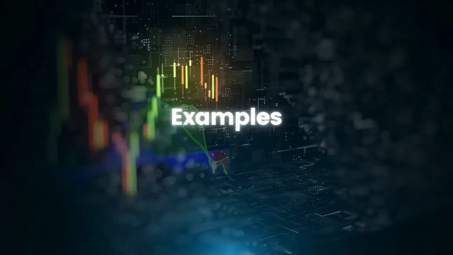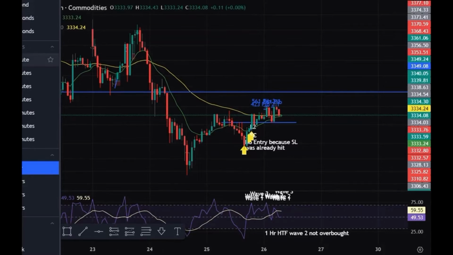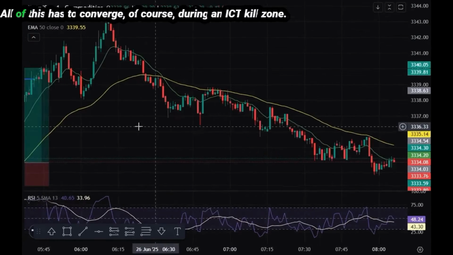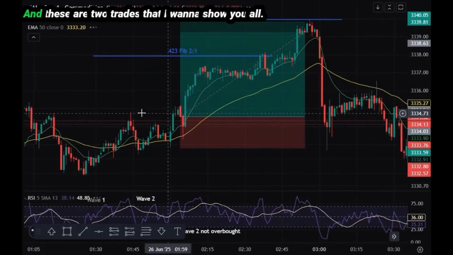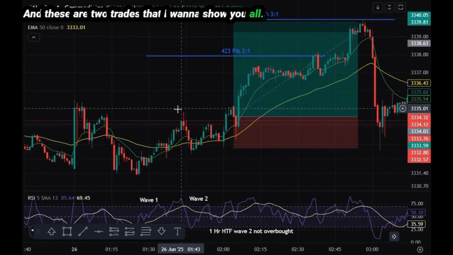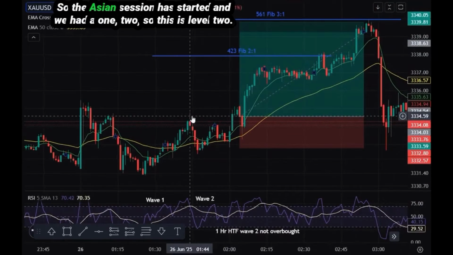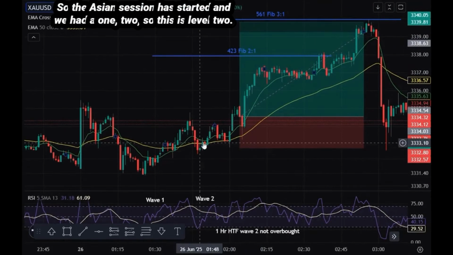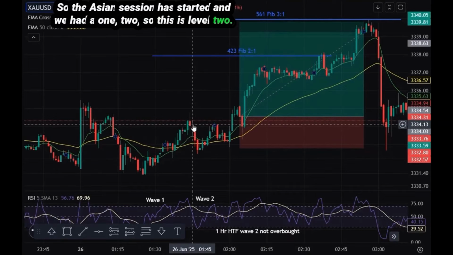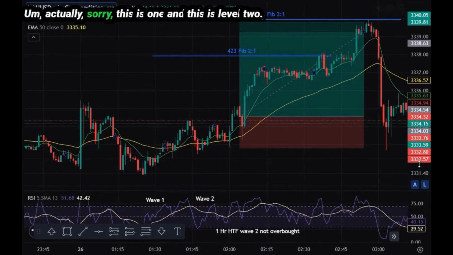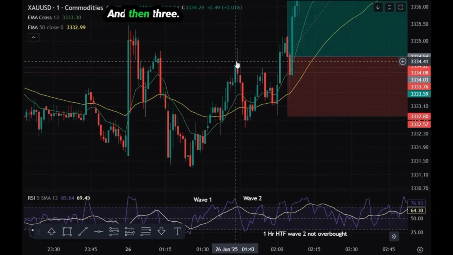Examples. Let's take a look at some examples. So if we go down to our 1-minute chart, all of this has to converge, of course, during an ICT kill zone. And these are 2 trades that I want to show you all. This is during the Asian session. So the Asian session has started and we had a 1, 2. So this is level 2. Actually, sorry, this is 1 and this is level 2 and then 3.